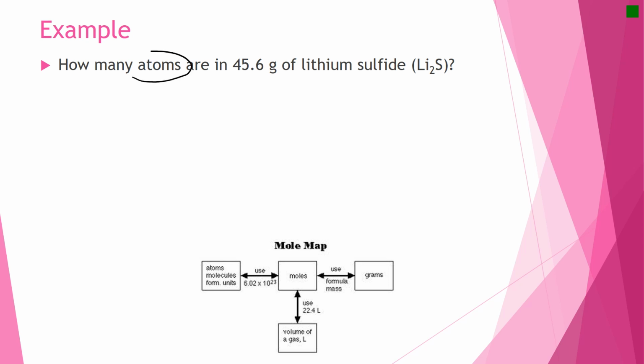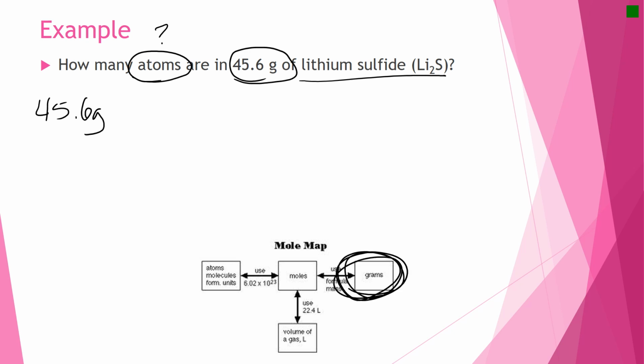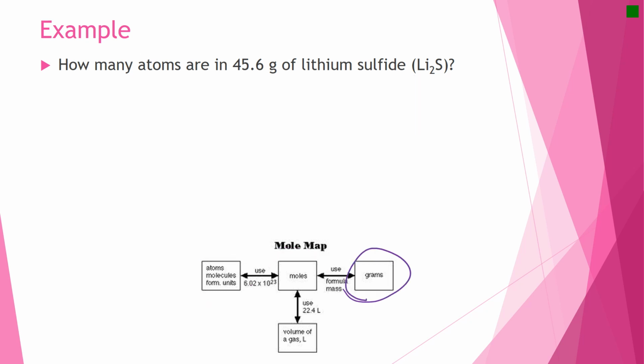So how many atoms, so I'm asking for atoms, are there in 45.6 grams of lithium sulfide? Okay, so I know I'm starting at 45.6 grams of lithium sulfide, and I need to go to atoms. I only know from the previous ones the conversion between grams and moles. So what you're going to have to do is use this mole map. We're starting at grams, which is right here, and I need to get to atoms, which is over here. So I am going to need to do one conversion to get to moles, and then another conversion to get to atoms. Okay, so starting this off, first I'm going to deal with my grams to moles.